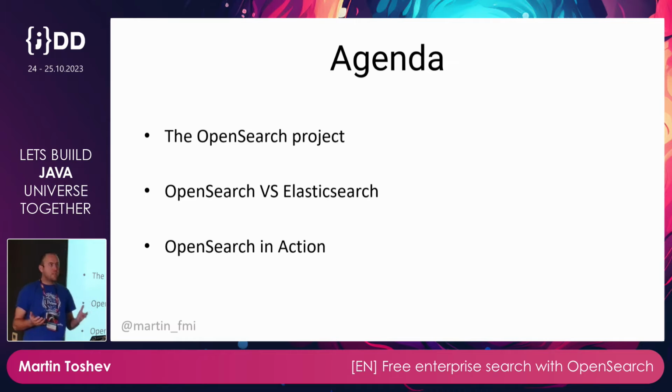So in today's session, I'll speak about the OpenSearch project. First, we'll discuss what OpenSearch is about, why OpenSearch exists first of all. Why do we need another Elasticsearch? Then I'll compare OpenSearch and Elasticsearch so you can understand whether OpenSearch is a better fit for your project than traditional Elasticsearch, and we'll see how OpenSearch works in action. We'll see how to start OpenSearch and how to migrate a standard Java application that uses Elasticsearch to OpenSearch.